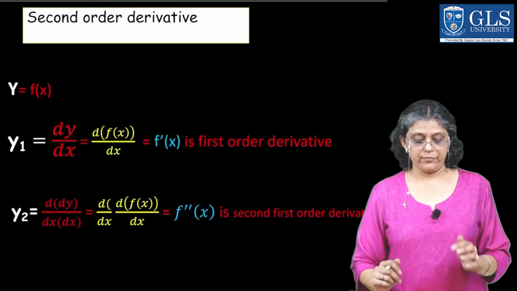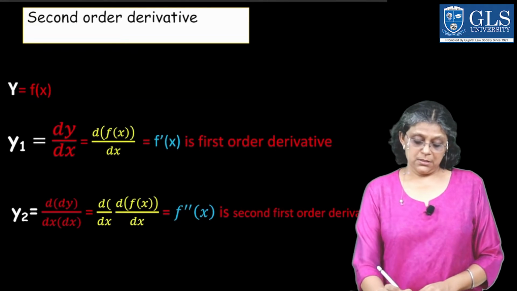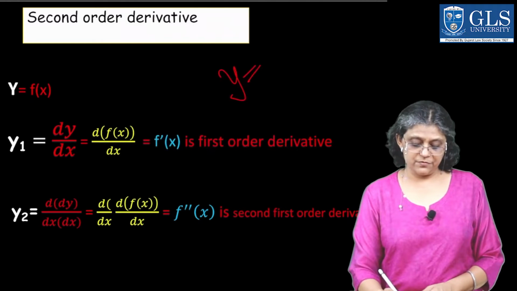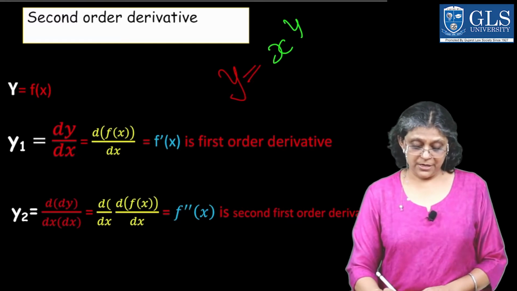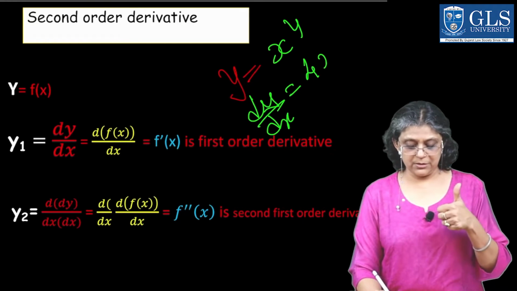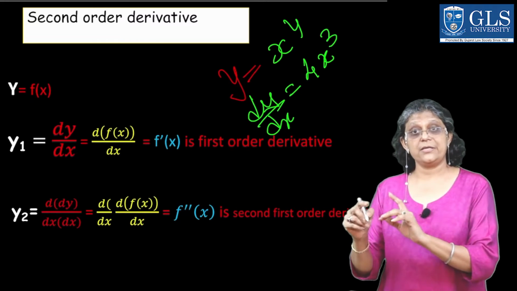Now we have, this is my first order derivative. Y is equal to x raised to 4. I did dy by dx and my answer came. By now it is learned by heart, 4 into x raised to 3.